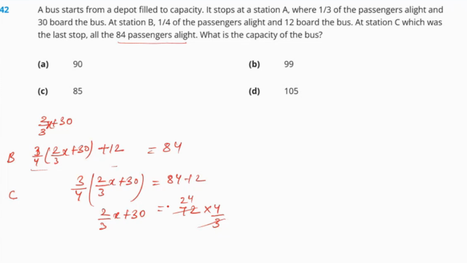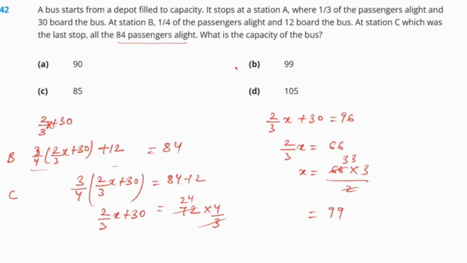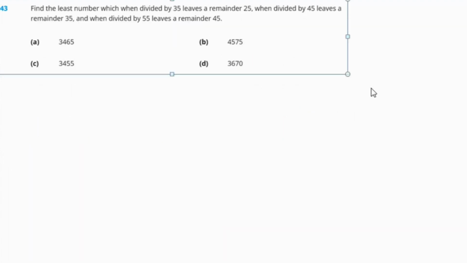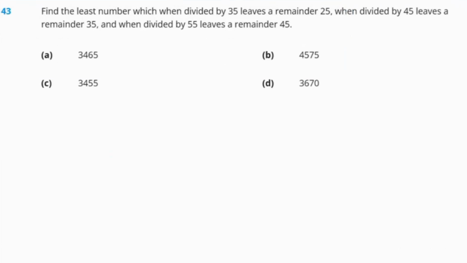Okay, now we need to do 24 times 4. We are going to get 96. So 2/3 of x plus 30 is equal to 96. Now 2/3 of x is equal to 66. X will equal 66 times 3 by 2. We will be getting 99. Option B, 99 is the correct answer. Now next.